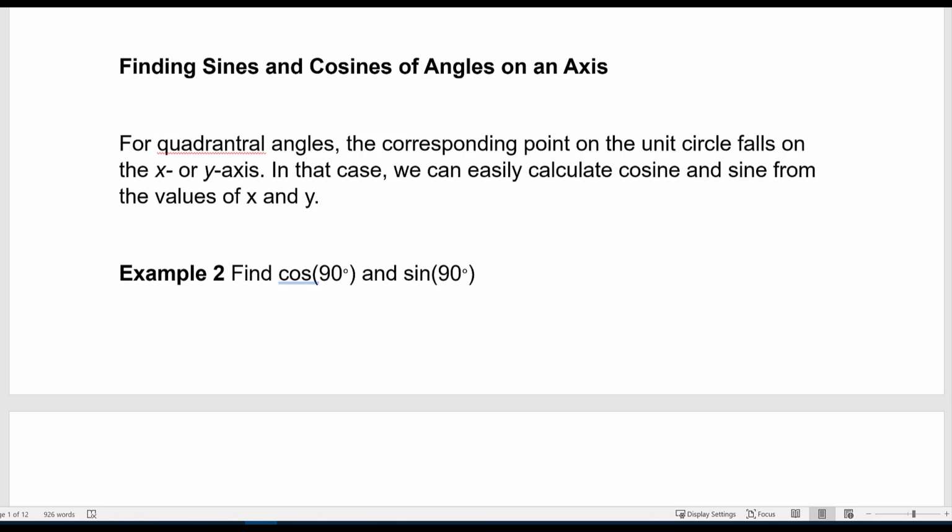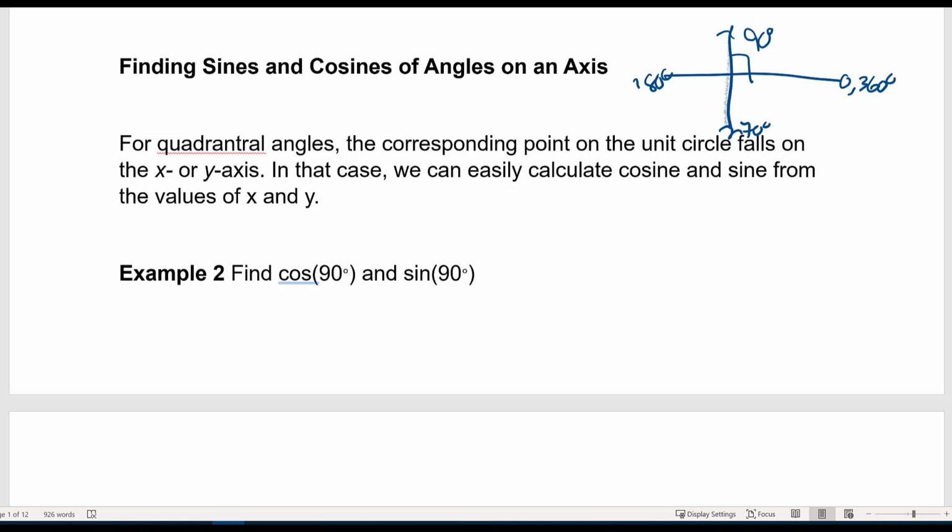Okay, finding sines and cosines of angles on an axis. When you're on an axis, you're either going to be at 90 degrees, 180 degrees, 270 degrees. This is 0 and 360 degrees. For a quadrantal angle, the corresponding point of the unit circle falls on the x or y axis. In that case, we can easily calculate the sine and cosine from the values of x and y.